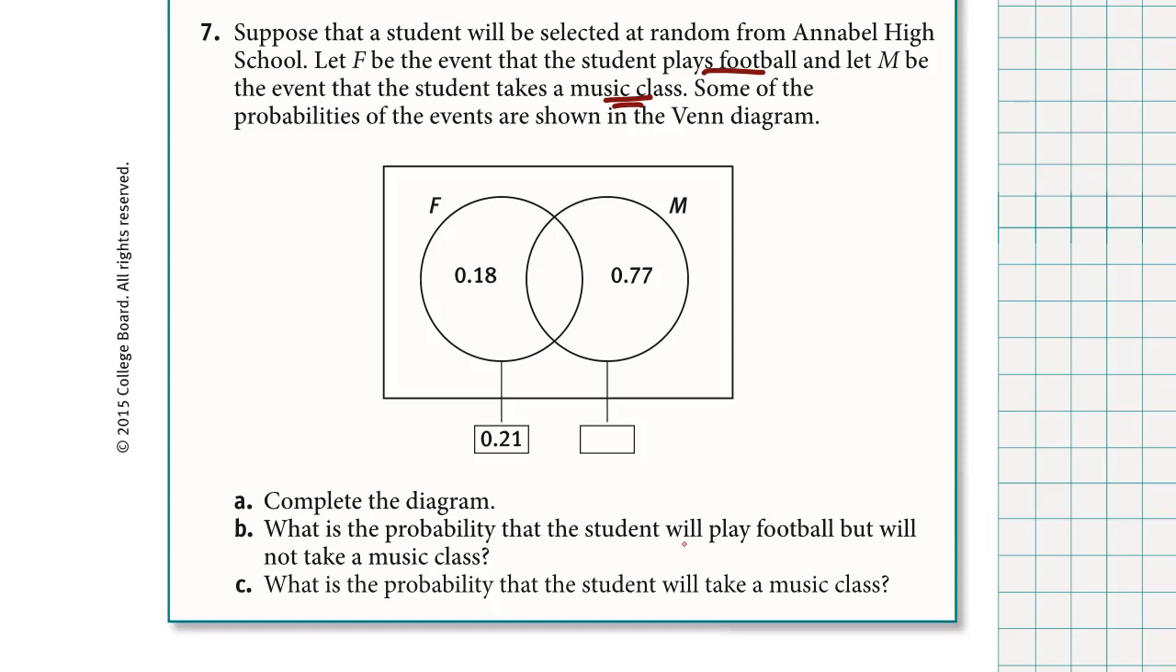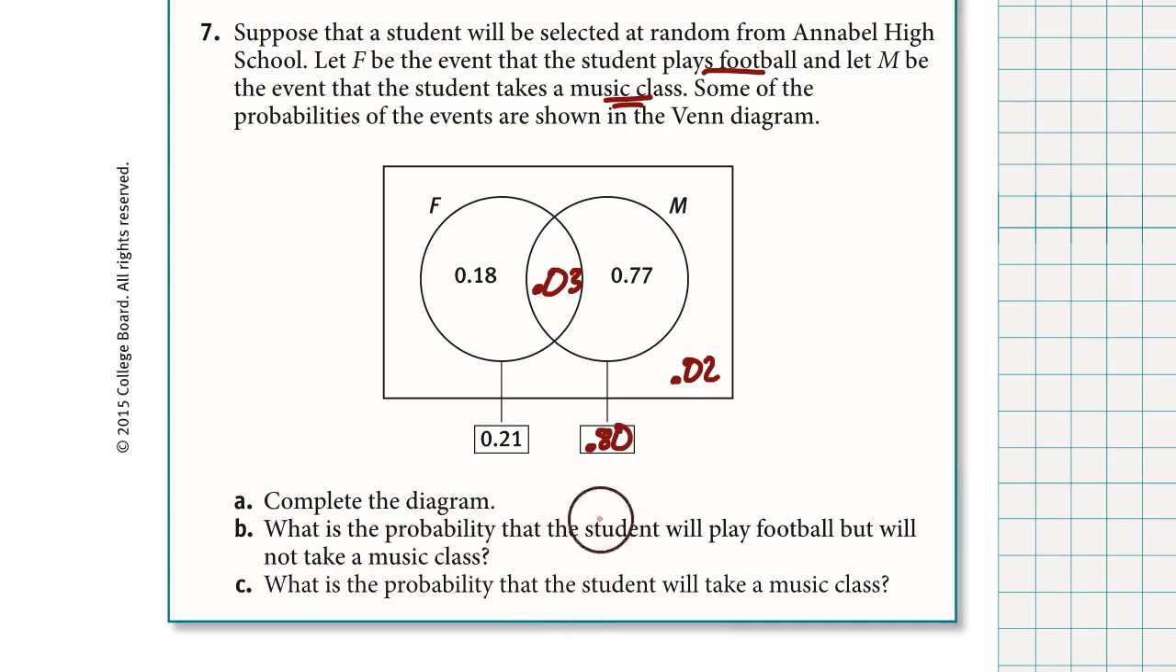It says complete the diagram. So if the entire circle F is 0.21 and then this part is 0.18, we can use subtraction to find this missing overlapping section. It's 0.03. Now that we know the 0.03, we can add it to the 0.77 to find out that circle M is 0.80. Finally, the numbers that are in the circles add up to 0.98, and so outside of the circle must be 0.02. Now everything is figured out and we could answer probability questions, like question B.